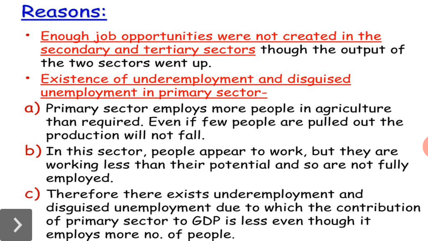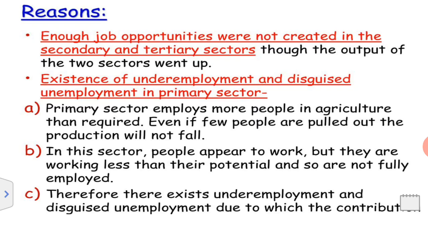In this sector, people appear to work, but they are working less than their potential and so are not fully employed. Third, therefore, there exist underemployment and disguised unemployment, due to which the contribution of the primary sector to GDP is less even though it employs a larger number of people.